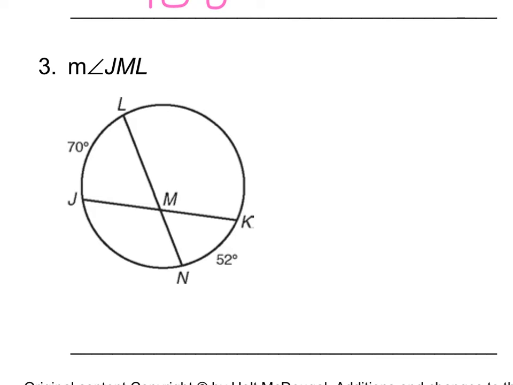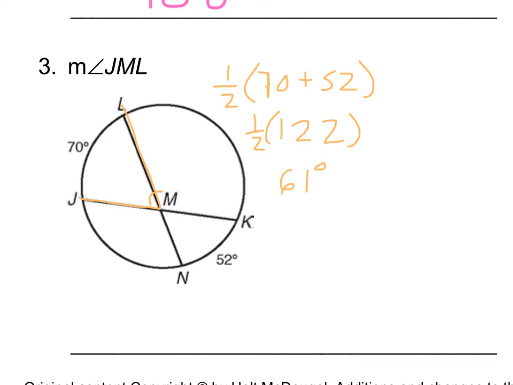Next we have angle JML. So we go from J to M to L. So our angle's inside the circle. So we take our two intercepted arcs, add them together, and multiply by 1/2. So 70 plus 52 times 1/2. 70 plus 52 is 122. 122 times 1/2 is 61. So angle JML is 61 degrees.